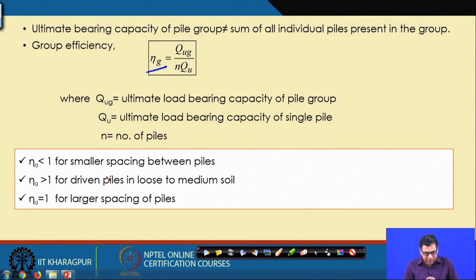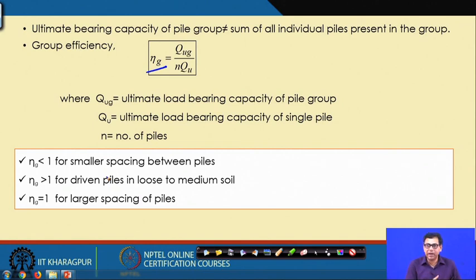Now, if the pile is driven in a loose to medium sand, then what will happen? Due to the pile driving, the soil will be compacted. It is a loose sand. So, soil will be compacted. So, your strength of the soil will increase. So, your load carrying capacity of the pile will increase.